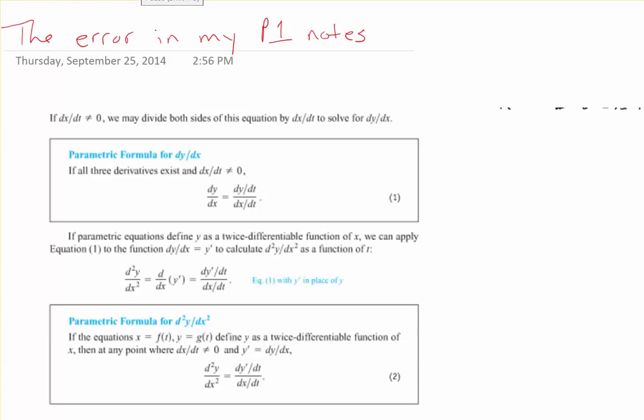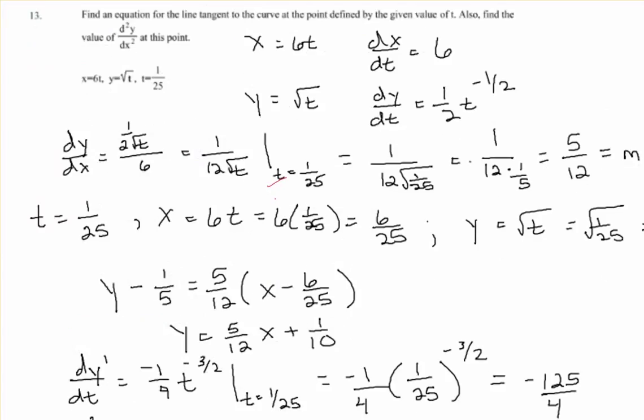Okay, I want to look for a second at the error in my notes in P1. And you can see at least how I could make it, because it seems pretty straightforward what I was looking at. When you have a function defined parametrically, so y is some function of t and x is some function of t, if all three derivatives exist, and as long as dx/dt does not equal 0, then dy/dx is just going to be dy/dt divided by dx/dt.